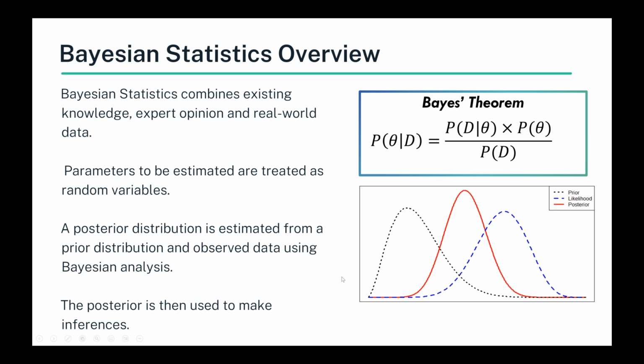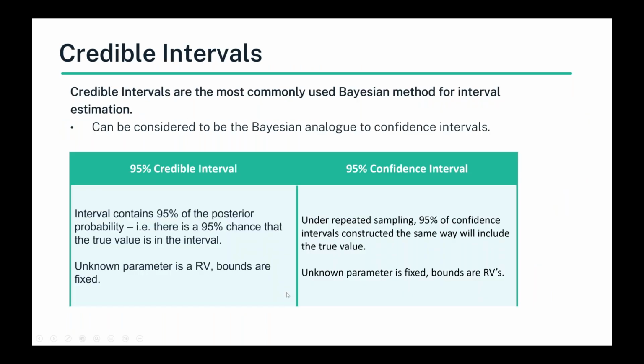I'm going to keep going and move on, but if you'd like more detail on this, just get in touch and we can easily send you some resources. But in terms of statistical intervals, the most commonly used Bayesian method for interval estimation is, of course, the credible interval.